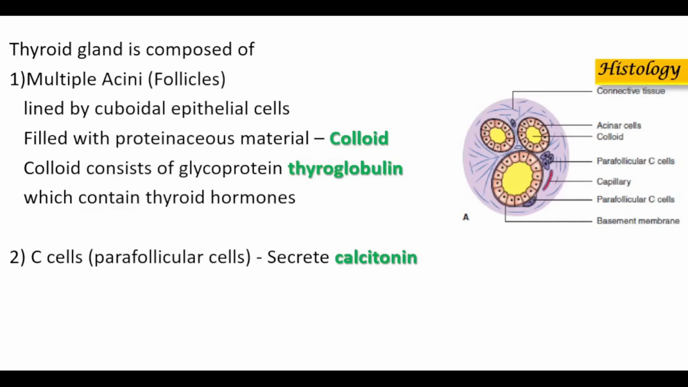Next to the follicle, you can see a group of cells known as parafollicular cells or parafollicular C cells, and they secrete a hormone called calcitonin. So calcitonin is a calcium regulating hormone or calcium lowering hormone. Whenever the plasma calcium level is high, calcitonin will be released from the parafollicular C cells of the thyroid gland and it will lower the calcium to the normal level.